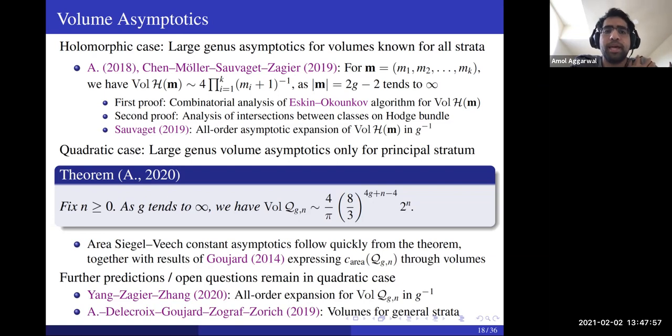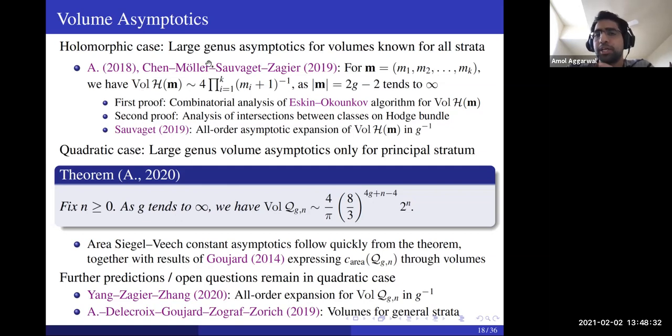So how do these volume asymptotics behave? Again, in the holomorphic case, this is fairly well understood. There's an explicit asymptotic formula for how these volumes behave. It's written over here, for any stratum. Its original proof was combinatorial, and then its second proof was based on intersection theory. An extension of this result is that one can also consider an all-order asymptotic expansion. So as I said, as g tends to infinity, this volume tends to this explicit quantity.